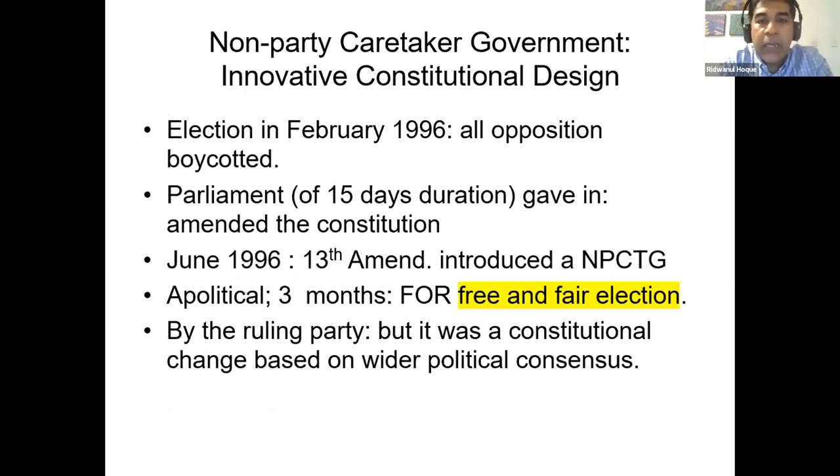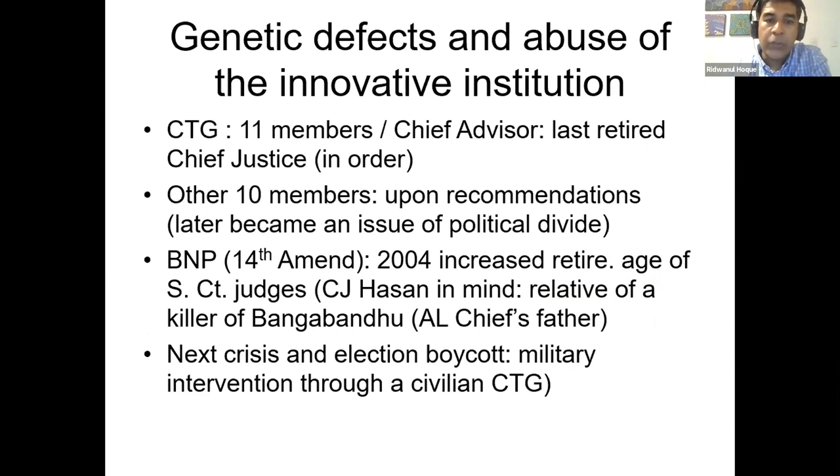And we all know that this caretaker government system was an apolitical government system, but it had its own defects, because the major political parties were out of the parliament when the 13th Amendment was passed. So the BNP could do its manipulation over the formation of the government. One defect was the over-empowerment of the president. Another defect was the choice of the retired Chief Justice in chronological order. The most recent was to be the first choice, which is another defect because it had a toll on the independence of the judiciary.